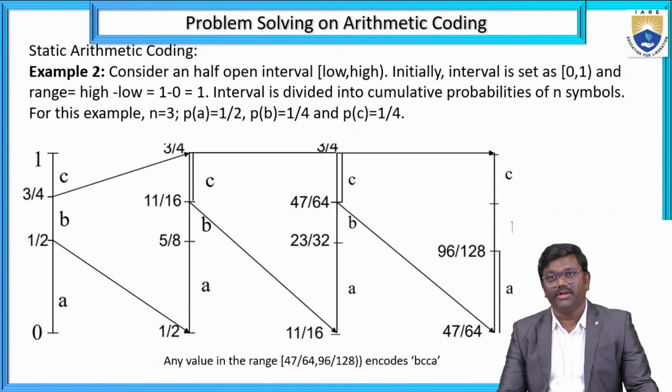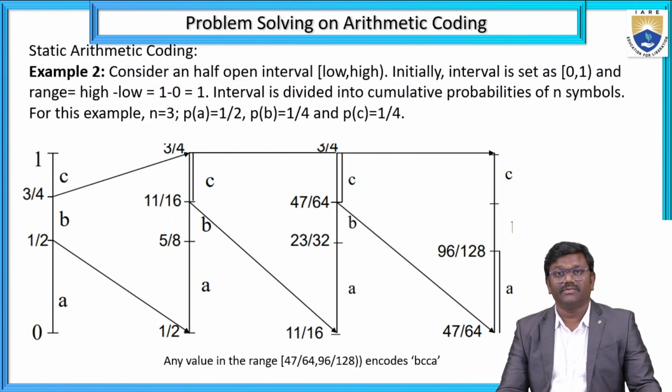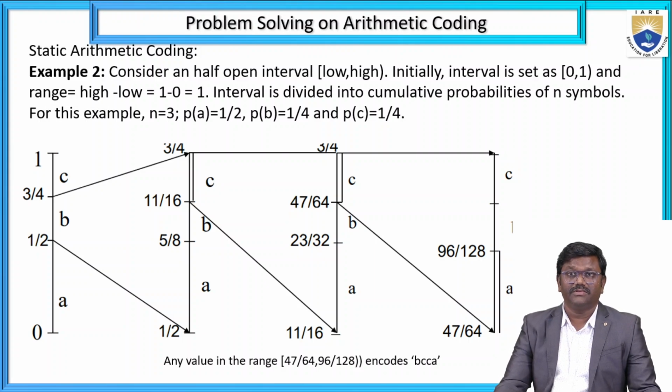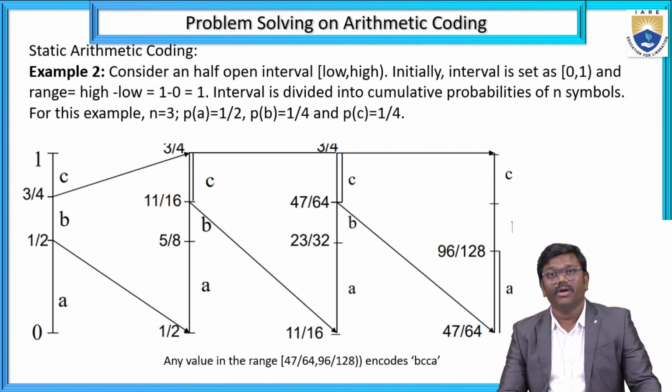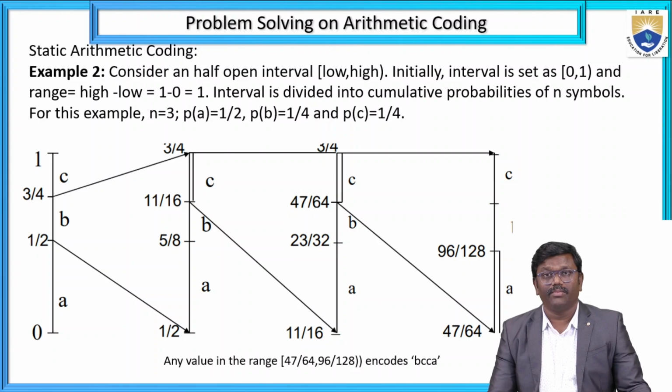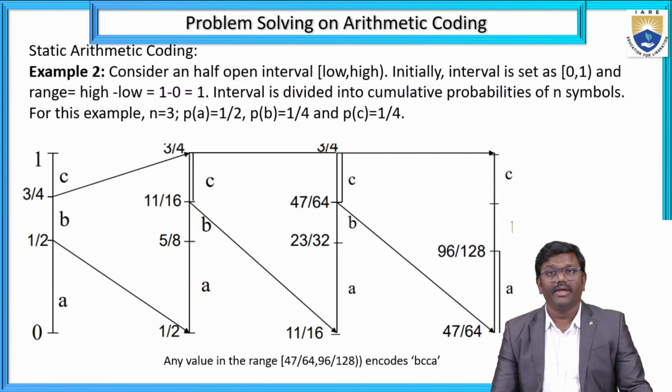The interval is divided into cumulative probabilities of n symbols, as we discussed in the earlier example. Then n will be 3. The probability of A, the first symbol, is 1 by 2, because 2 is the sum of the frequencies of the symbols given in the problem. The probability of B is 1 by 4, and the probability of C is 1 by 4.